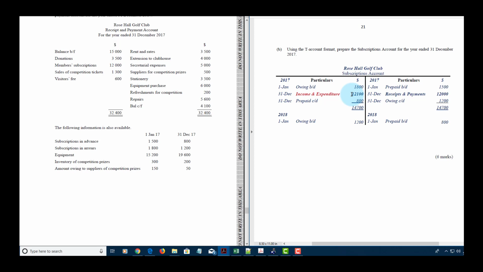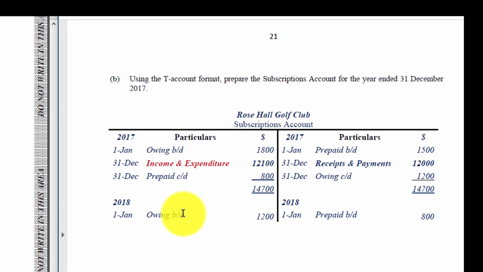Now it is important to remember also, when you put the carry down in the subscription account, underneath the total, put the respective brought down. So you can see clearly subscription owing at the end of the period, it is a current asset, it's on the debit side. Whereas subscription prepaid, which is on the credit side, it is a current liability, because assets have a normal debit balance, whereas liabilities have a normal credit balance.